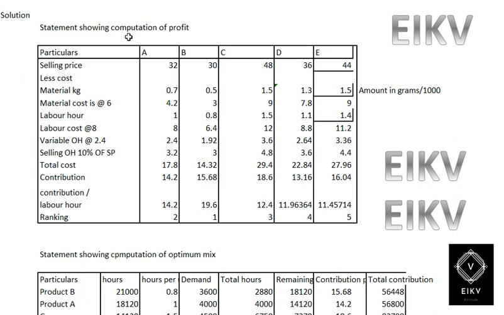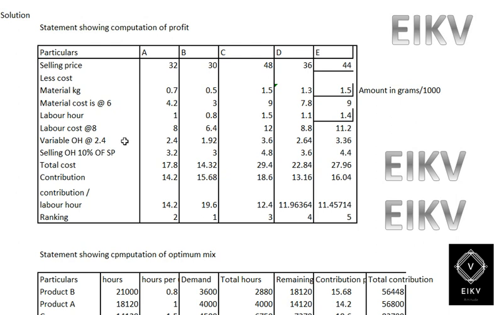So going ahead with the solution, we start with the statement showing computation of profit, with selling price as given in the illustration. Then we have the material cost per kg, which has been given. So I have noted the material per kg, and then we have the rate of 6. When we multiply the material per kg by 6, we will get the material cost as 4.2, 3, 9, 7.8 and 9. Next we have the labor hours 1, 0.8, 1.5, 1.1 and 1.4. When we multiply them with the labor rate of 8, we will get 8, 6.4, 12, 8.8 and 11.2.